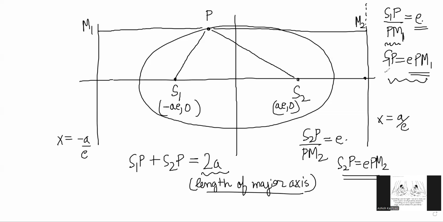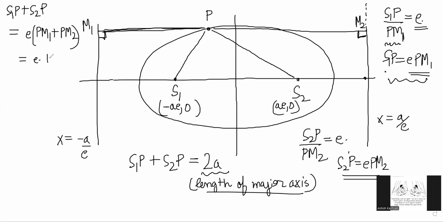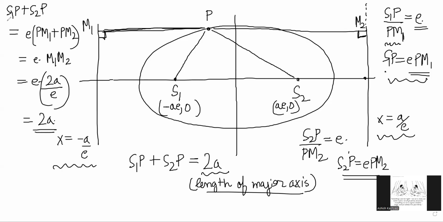Now, if I want to add S1P and S2P, I get S1P plus S2P is equal to e times (PM1 plus PM2). Now notice PM1 plus PM2, these are perpendicular lines, so they lie on the same straight line because both of them are parallel to the major axis. So that is simply e times M1M2. And what is the distance between these two parallel lines, the two directrices? That distance is 2a by e, because these are at x is equal to minus a by e and plus a by e. So the distance between them is 2a by e, and from here we get 2a as the value of S1P plus S2P, right?